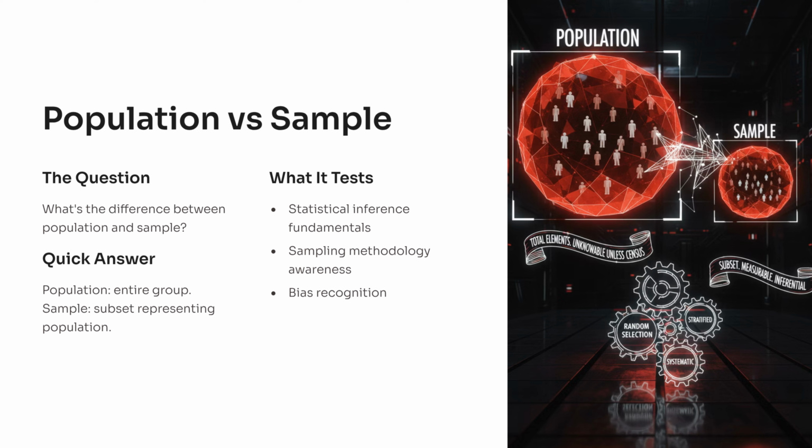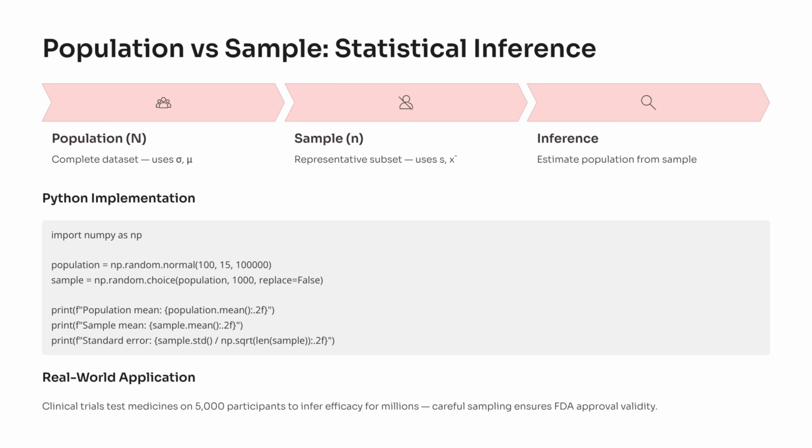The visual here shows exactly that: the large red sphere representing the population and the smaller connected one showing the sample drawn from it. In short, population gives us the truth we want to know. A good sample helps us get close to that truth efficiently. Now, let's translate this idea into Python.